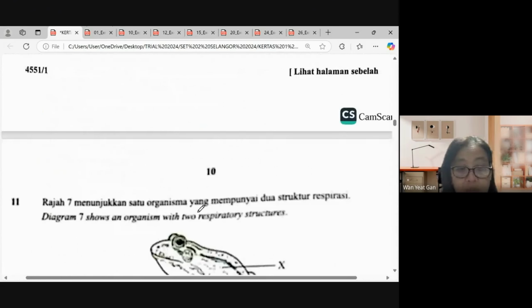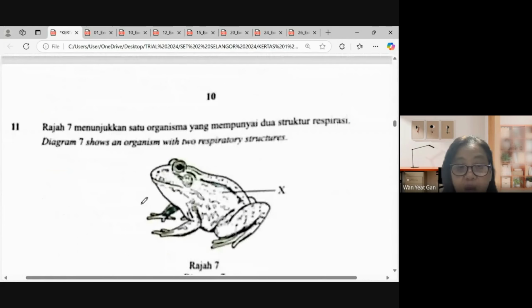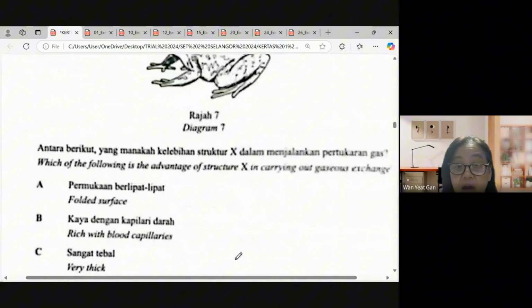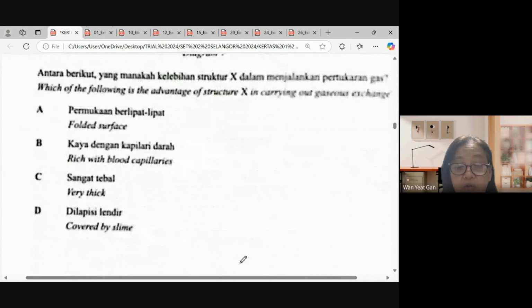Okay, question 11 shows an organism with 2 respiratory structures. Which of the following is the advantage of structure X in carrying out gaseous exchange? Now, X is the skin. The skin is also a respiratory structure beside the lungs. So the frog uses 2 respiratory structures for gaseous exchange. The skin is also similar to the lung, it is rich with blood capillaries. So the answer is B.